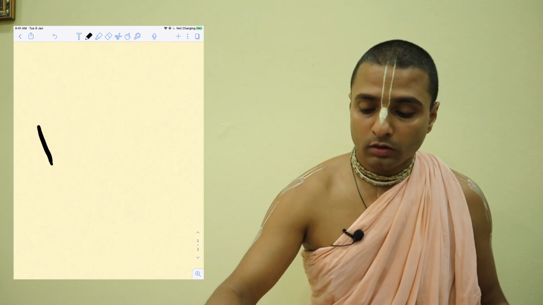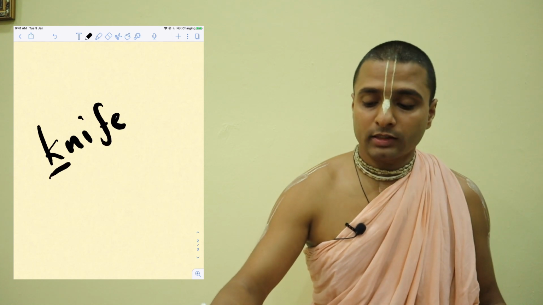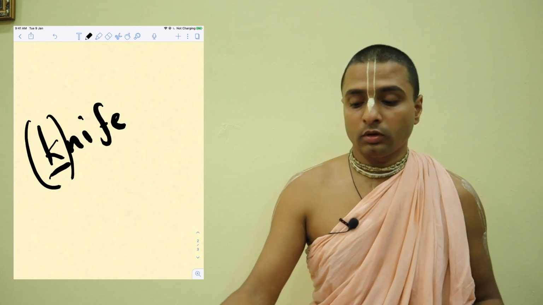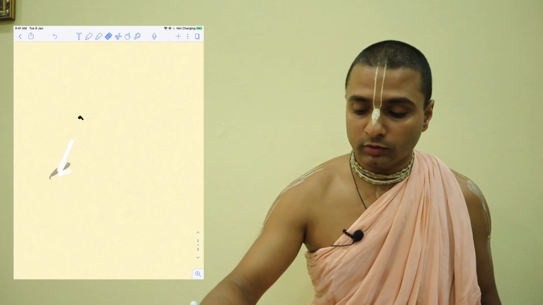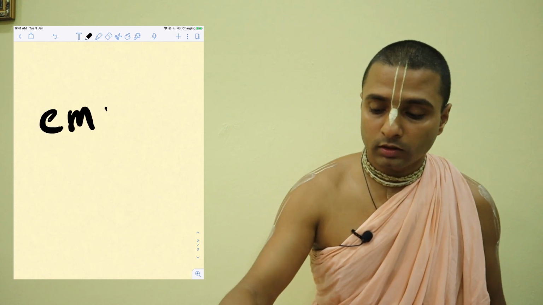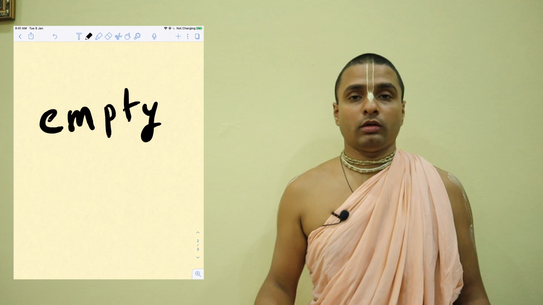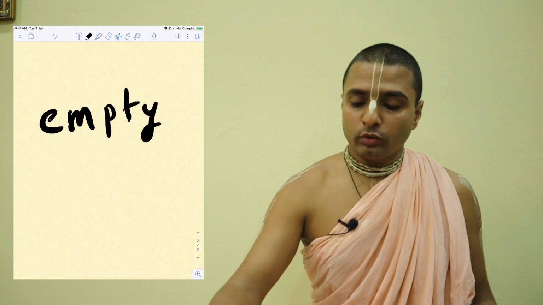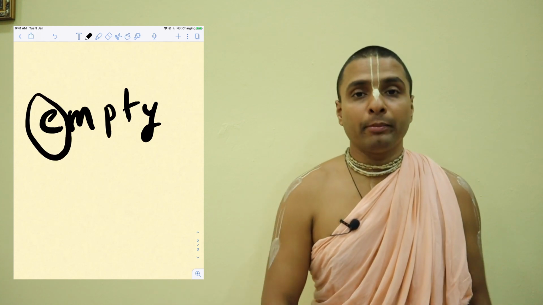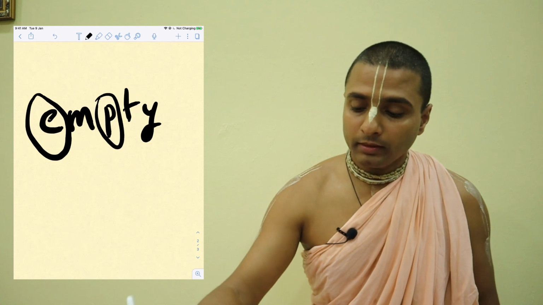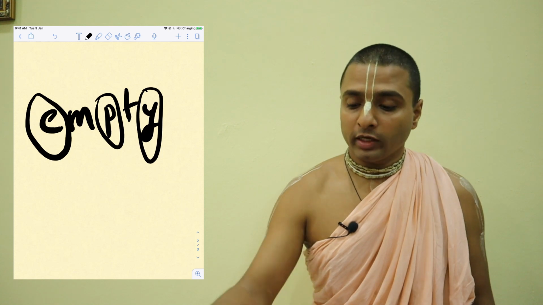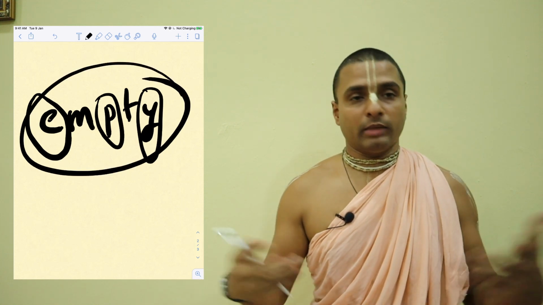And words like knife, for example, the K is silent. You take out that K, it is still knife. And I saw a video which is even more funny. This word, empty. Now, this is empty, right? If you take out the E, it will still be empty. And if you take out E, P and Y, it will still be empty. And if you take out the whole word, it will still be empty, because it's empty, nothing there.